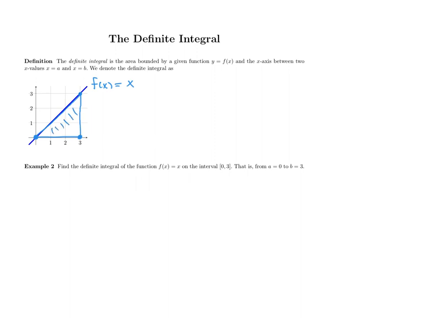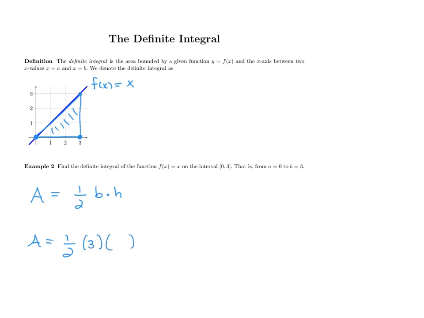It's this. The definite integral is the area of that region, and it's a triangle. If you want to find the exact area, that is 1/2 the base times the height. So what is the base of this triangle? The base is 3.